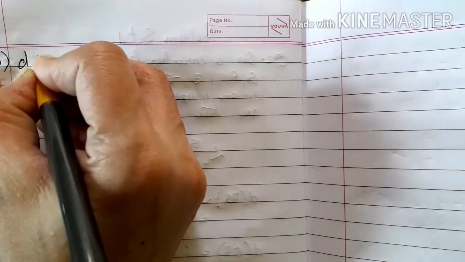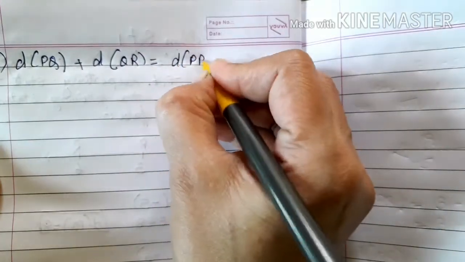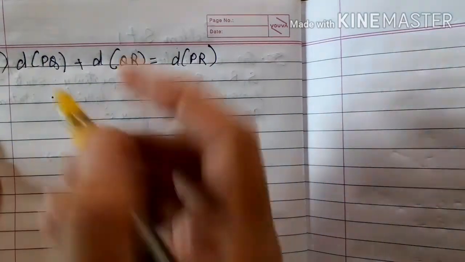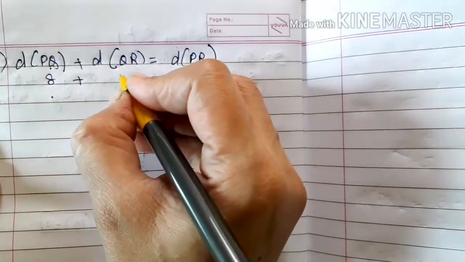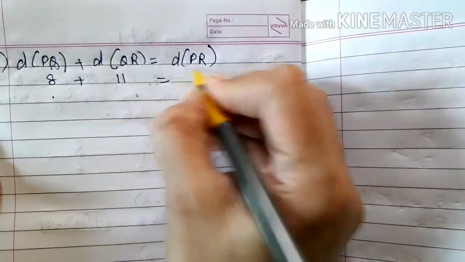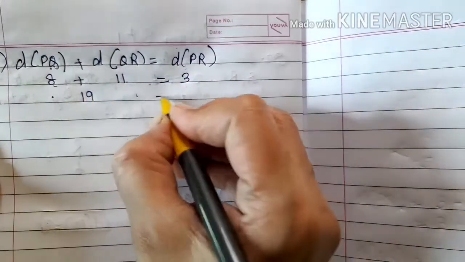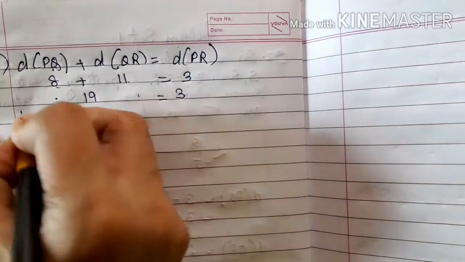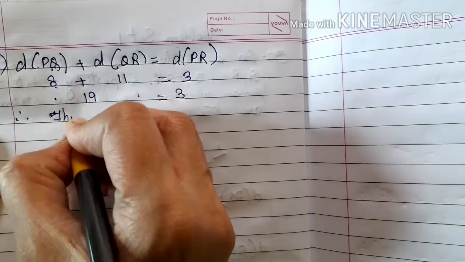So the first statement is distance of PQ plus distance of QR is distance of PR. We have to just put the numbers below and add accordingly. PQ, what we found, was 8, QR was 11 and PR was 3. So 8 plus 11, the answer is going to be 19. Over here 3. The left hand side and the right hand side, both the answers are different. Therefore this statement is false. You'll have to write it in words.